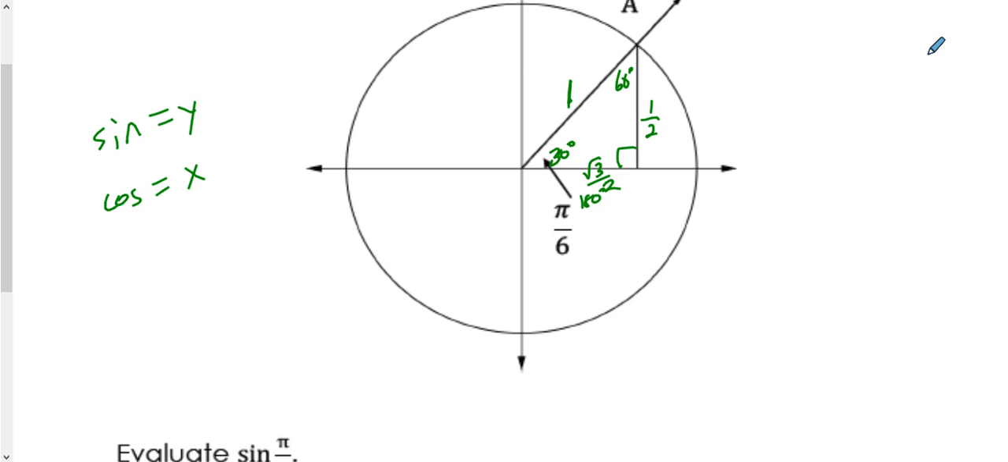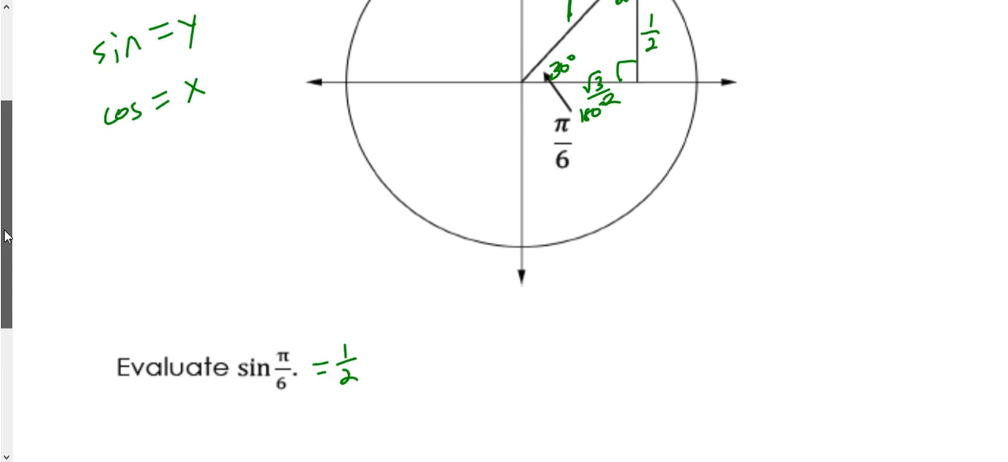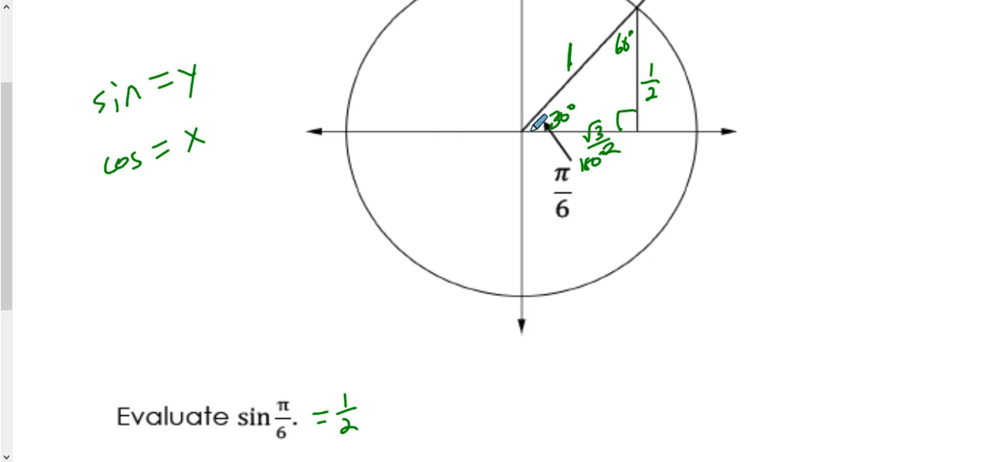So what that means is, what is our y? What is our sine of pi over 6? Well, that is this 1/2 right here. So this is 1/2. And the reason why this is positive is because we are moving to the right and we're moving up. So when we move up, that's positive.